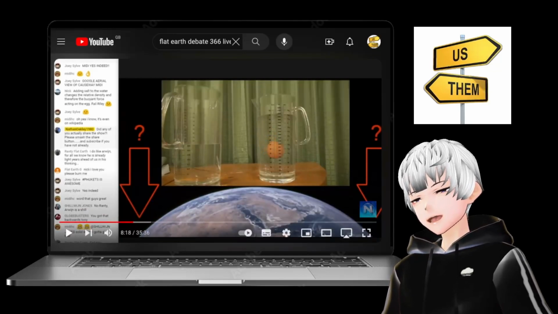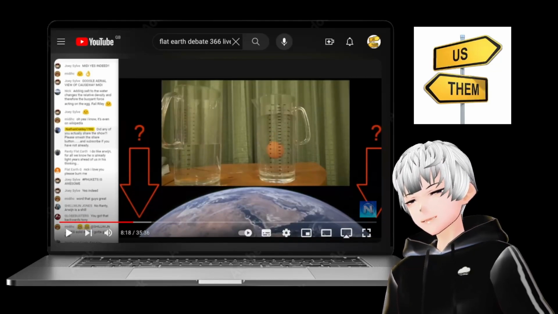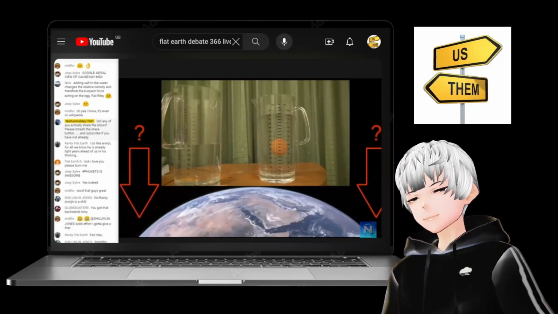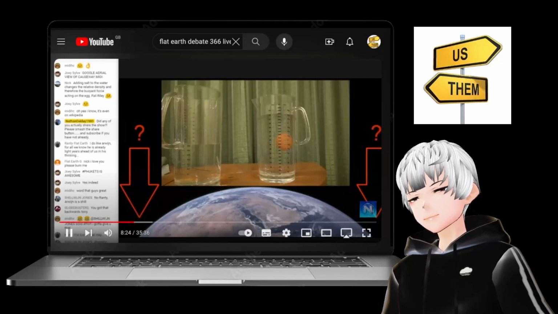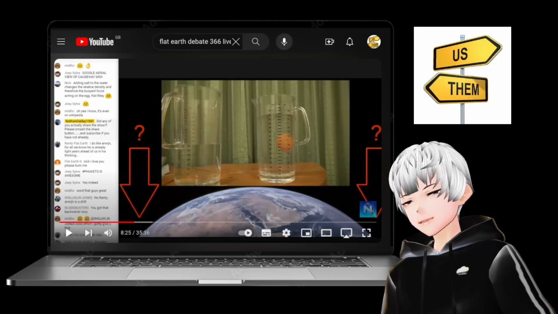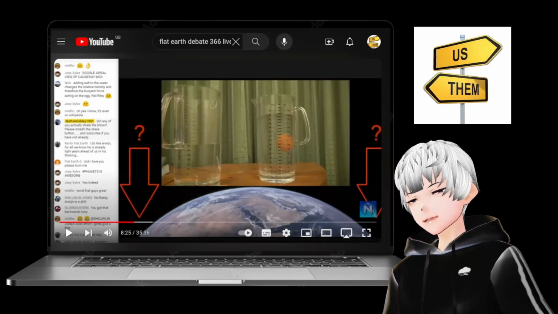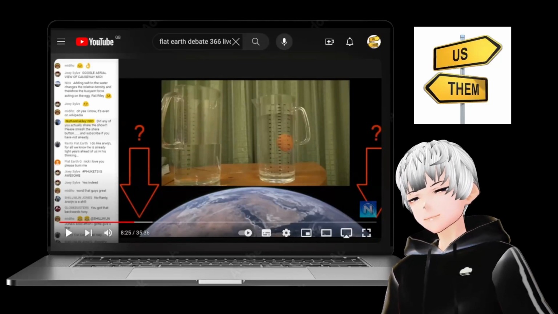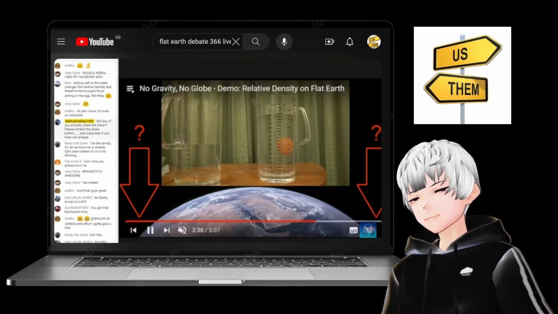No, you've got that completely the wrong way round. He's actually reduced the density of the water in the right-hand container. You complete and utter idiot. And the variable that was changed is the density of the water. You've just watched him add the denser water to it. No, he added the less dense water to the dense water. You couldn't get this more wrong. Changed the position of the egg.